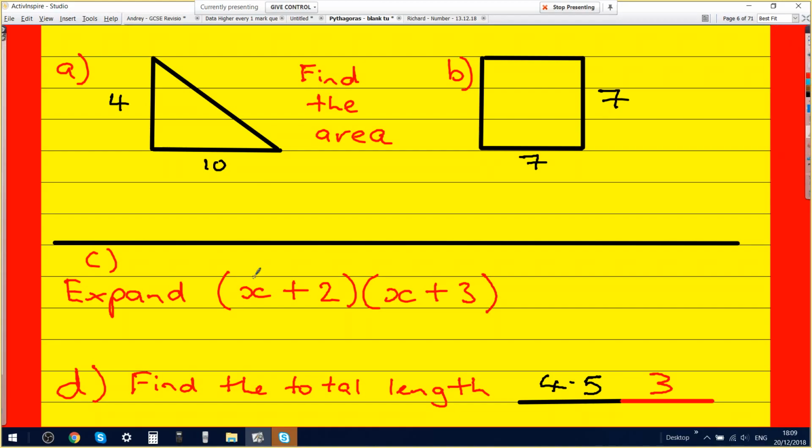Stay on the top left. For the other side, how do I find the missing value? You just have to find the area. You don't need to find the other side. The area of a triangle. Do you remember how to do it? Half times base times height.